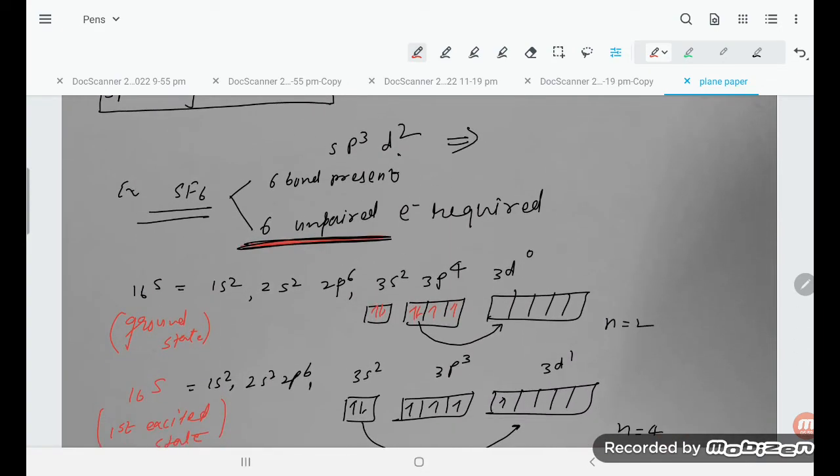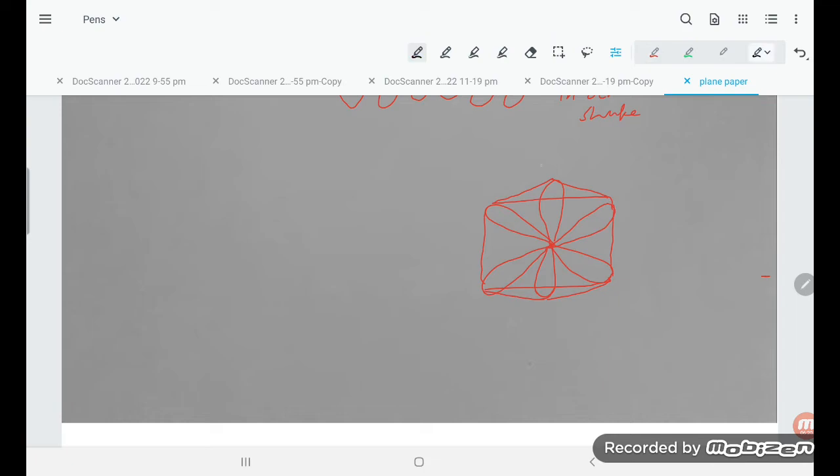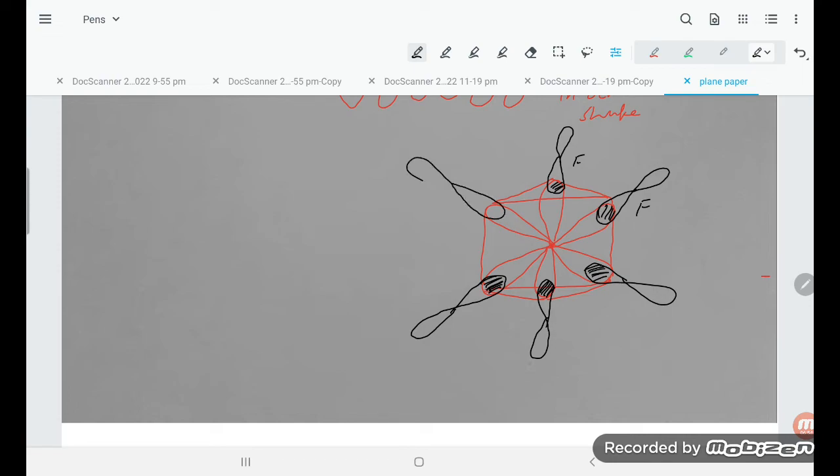Now SF6 is there. Fluorine has atomic number 9, so its configuration is 1s2, 2s2, 2p5. Which orbital has the unpaired electron? This pz orbital is unpaired, and its shape is dumbbell. So the fluorine pz orbital overlaps. This is one fluorine, this is another fluorine, this is one more fluorine, here is a fluorine atom, and lastly this is also fluorine. So these form the octahedral shape of the SF6 molecule.